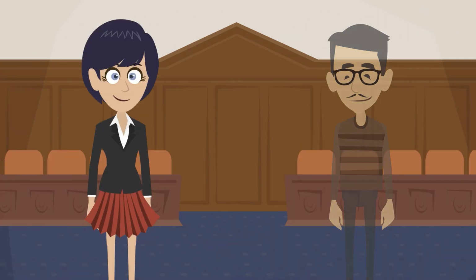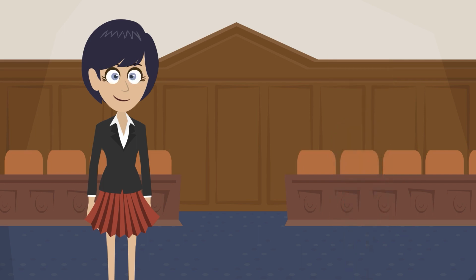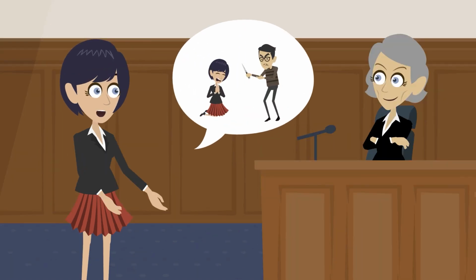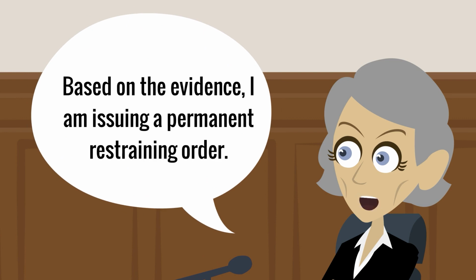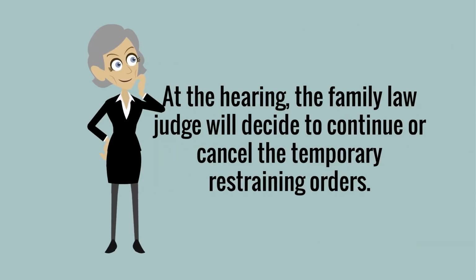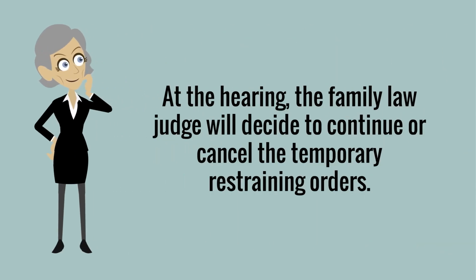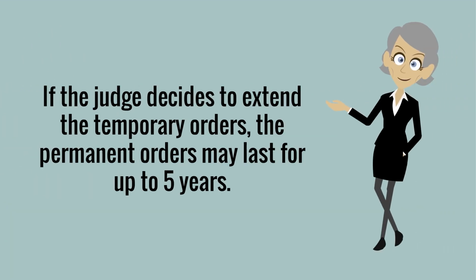If the defendant, the restrained person, does not appear at the hearing, he or she will have no input in the case, and his or her side of the story will not be taken into account when the family law judge makes a decision on whether or not to issue a permanent restraining order. At the hearing, the family law judge will decide to continue or cancel the temporary restraining orders. If the judge decides to extend the temporary restraining orders, the permanent orders may last up to 5 years.